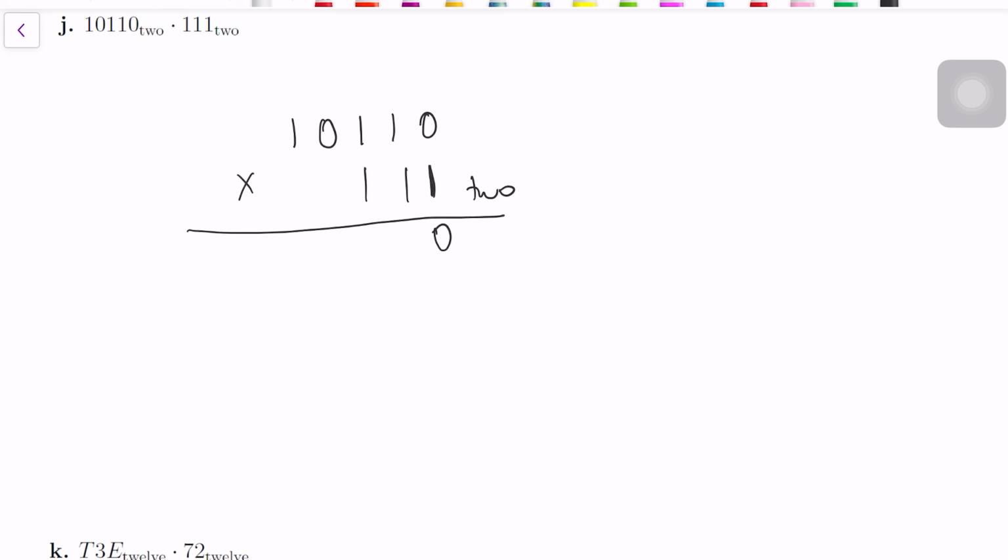1 times 0 is 0. Then 1, 1, 0, 1. Then you multiply by another 1, but with one place over, right? So 1 times 0 is 0. 1 times 1 is 1, right? And basically, multiplying by 1 will just recreate the same number you had above. And then you multiply by that 1. So again, we'll just copy that number you had on top, but with one place over, right?